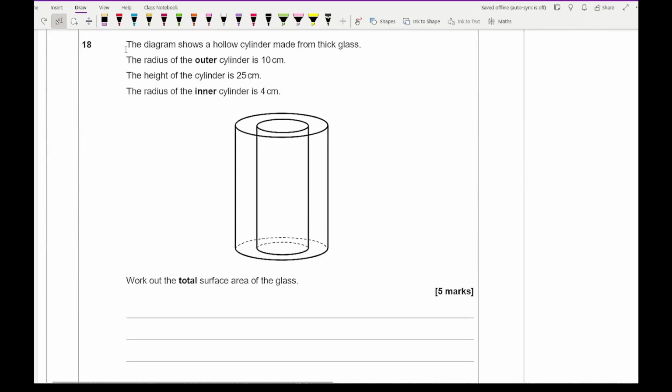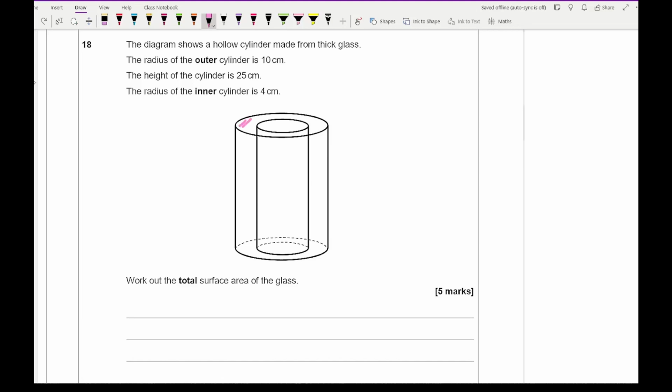Then moving on to question 18, it says the diagram shows a hollow cylinder made from thick glass. The radius of the outer cylinder is 10 centimeters, the height of the cylinder is 25 centimeters, and the radius of the inner cylinder is 4 centimeters. And the question is asking us to work out the total surface area of the glass. Now the total surface area is the total wrapping of this particular hollow cylinder. Now for this, what you need to do is count how many parts we've got. Now actually there are going to be 4 parts that we need to be working out.